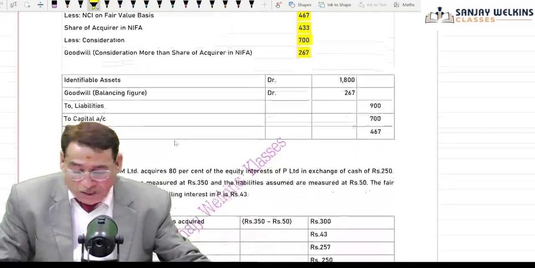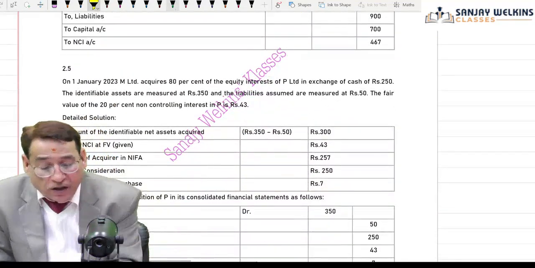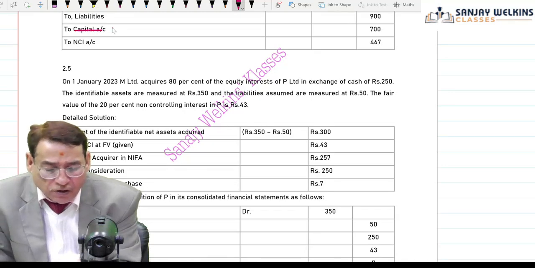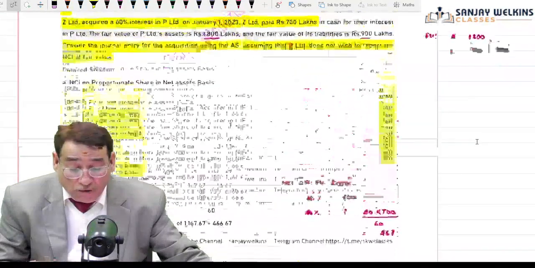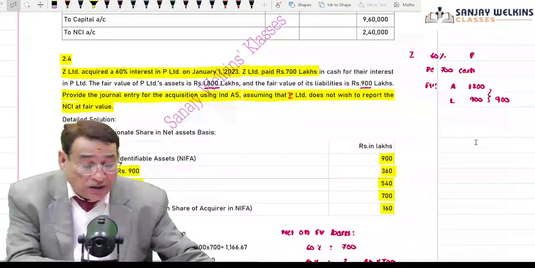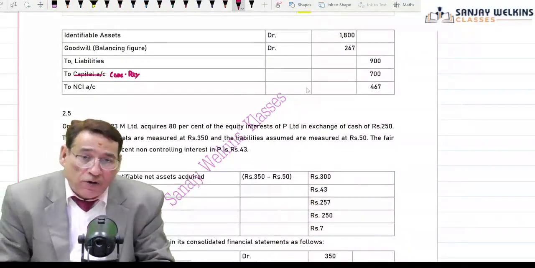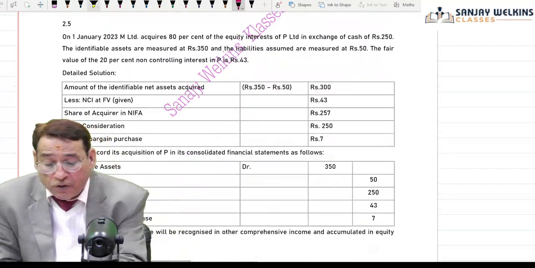And then you can pass the entry also, which I have written. Instead of writing to capital, you better write to consideration payable. Although you can directly write capital also, but I want you to write this in this manner, to consideration payable. And then you pass another entry, consideration payable account debit to share capital. I think you are offering shares in this particular case. No, in this case you are offering cash. So your next entry will be consideration payable account debit to cash account. Correct? So you can manage this question of your own quite easily.